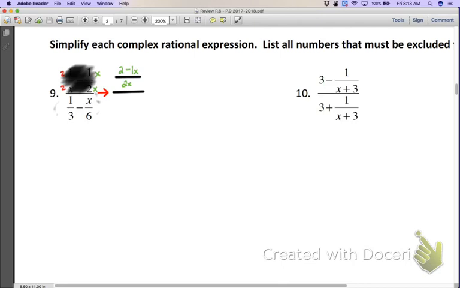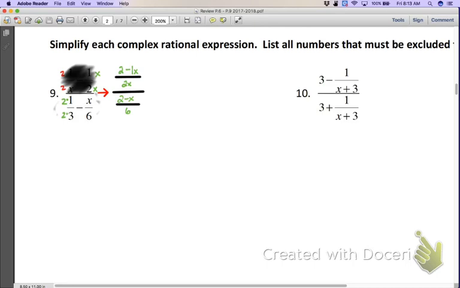So in doing that, now I have 1/3 and I have x over 6. So I only need to change one of the denominators. Right? So I only need to change the 1/3. I need to multiply by 2 and 2. So in doing that, I'm going to have 2 minus x on the numerator on the bottom side. And then I'm going to have 6 on the bottom.